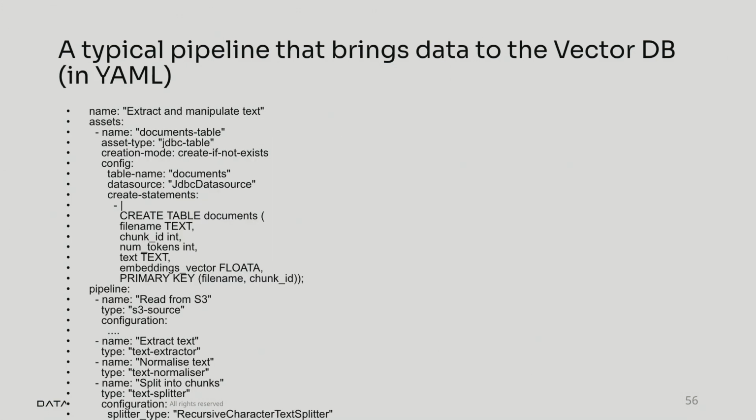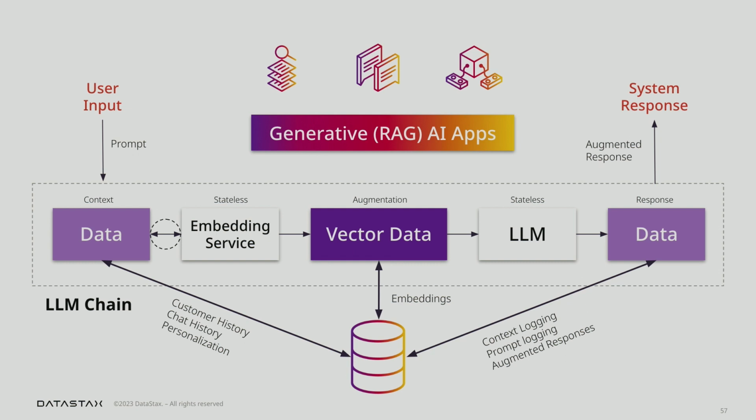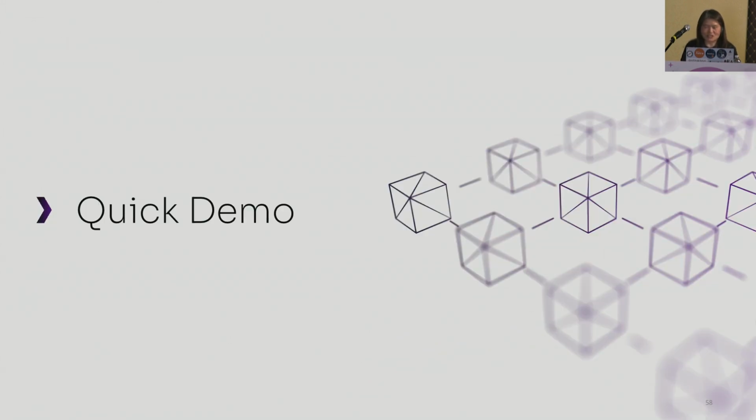This is a typical pipeline that brings data in, and this is in a YAML file. You can describe everything in a YAML file, and you don't need as much coding because it's already there. Here is a quick diagram describing it, a RAG AI application, and you have this loop in here. I realize I really don't have time, so I'll quickly get to the demo part.